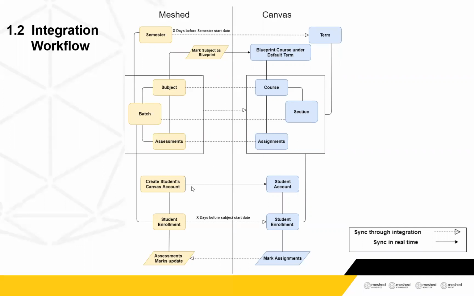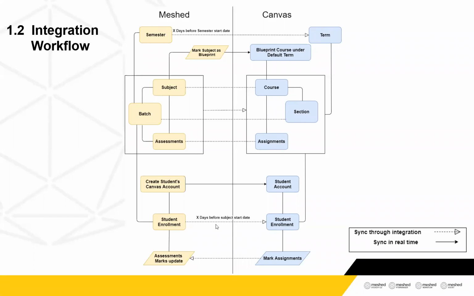Now next are your student accounts. Student accounts can be synced in real time. That means as soon as you create any Canvas account from the Mesh platform, it will get synced in real time to the Canvas end. However, subject enrollments for that student will get synced through automation, so that's why there is a dotted line over here. The trigger point for that is as soon as you assign a batch to any subject enrollment at the Mesh platform, the integration will sync that subject enrollment to Canvas through automation.